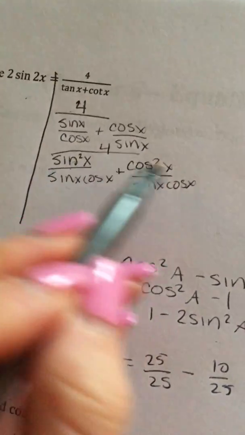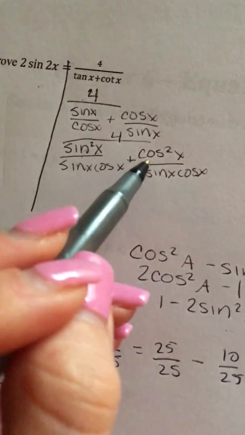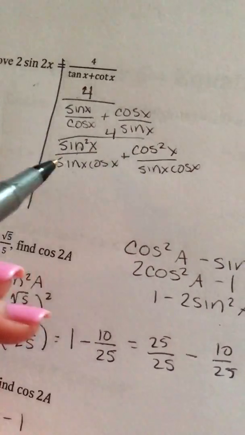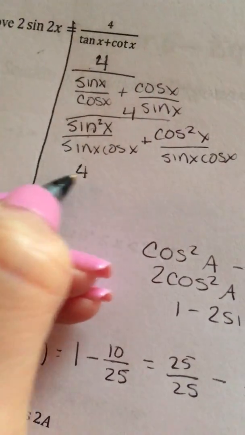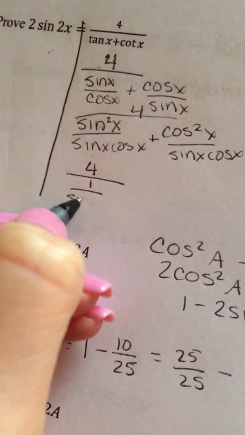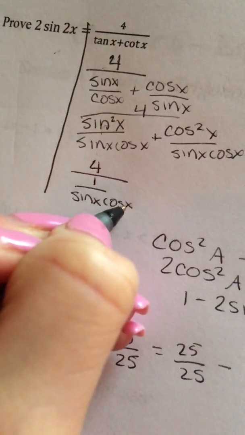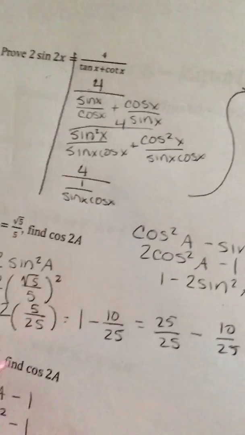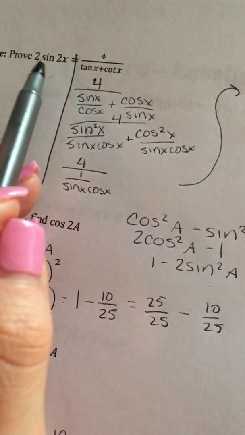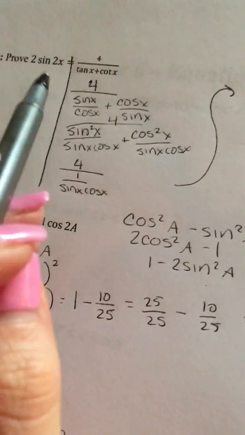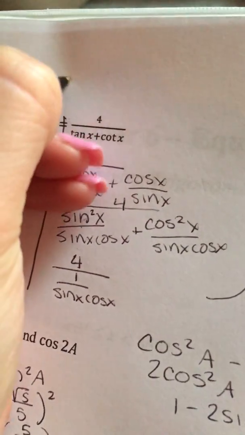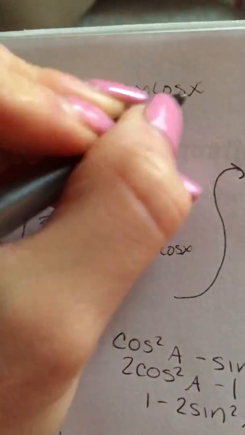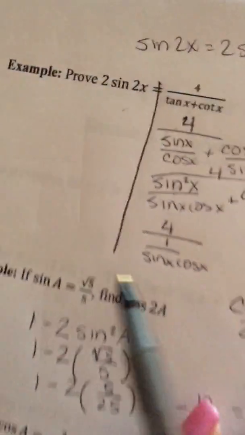All right, we're going to add these two fractions. We have a sine squared plus cosine squared, so that's pretty exciting. I'm going to just change that to a 1. So this is going to look like 4 over 1 over sine x cosine x. All right, so I'm going to continue this on the other side. Like I said, I want it to look like 2 sine 2x, and we're getting close. Sine of 2x, remember, looks like 2 sine of x cosine of x. We're very, very close.